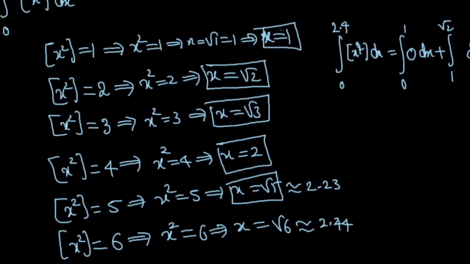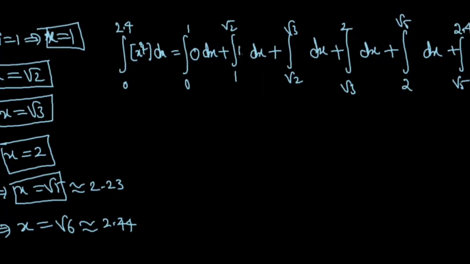So 1 to root 2, the output value is 1 to 2. If I apply the step function to 1 to 2, in between 1 to 2, what will I get? I'll get 1. So I'm writing here 1.